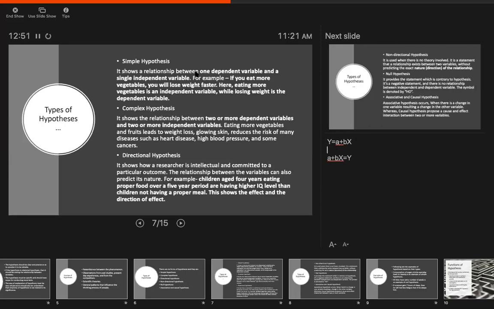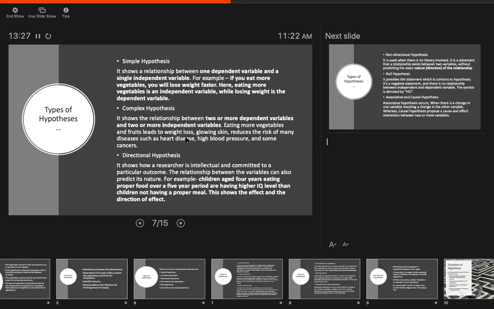Now, when I say this, a simple hypothesis is a hypothesis which says only one dependent variable and only one independent variable. Their relationship can be seen. Like for example, if you eat more vegetables, you will lose weight faster. Here, consumption of vegetables and weight loss. Weight loss is the dependent variable and consumption of vegetables is the independent variable.